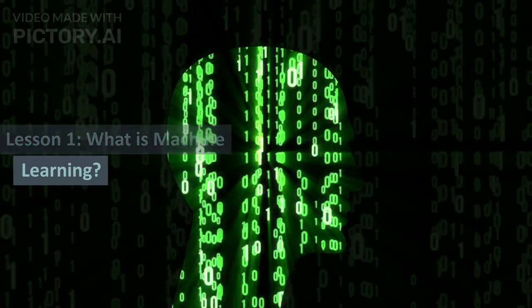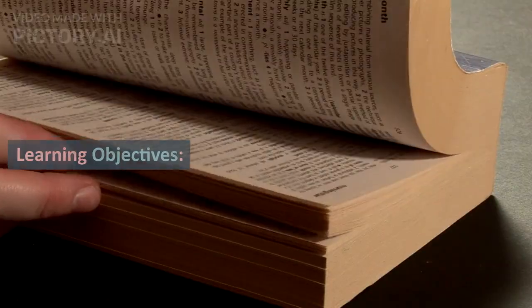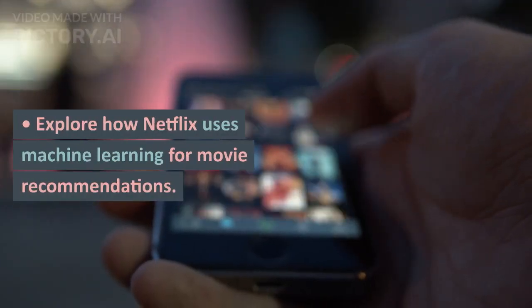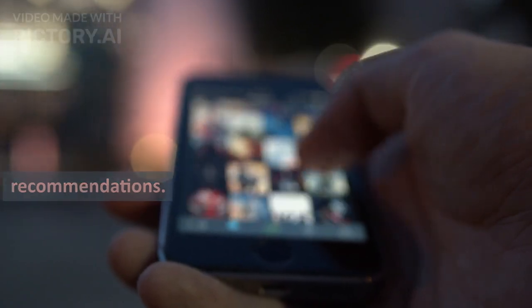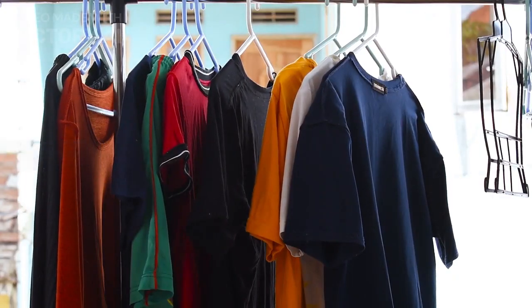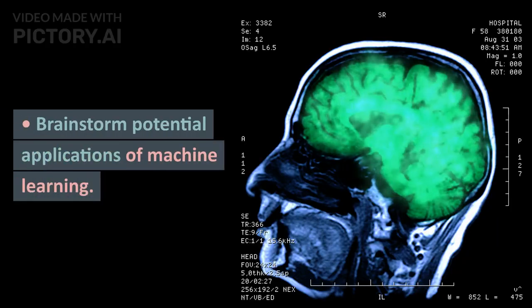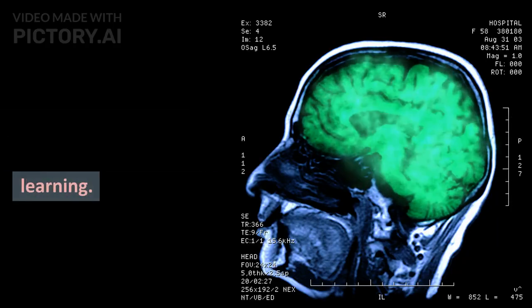Course structure. Module 1, Introduction to Machine Learning. Lesson 1, What is Machine Learning? Learning Objectives. Define machine learning and its applications. Real-world example. Explore how Netflix uses machine learning for movie recommendations. Activities. Discuss the concept of machine learning in daily life. Brainstorm potential applications of machine learning.